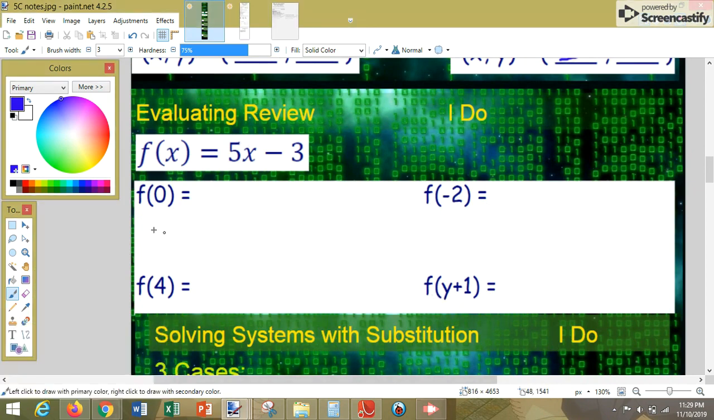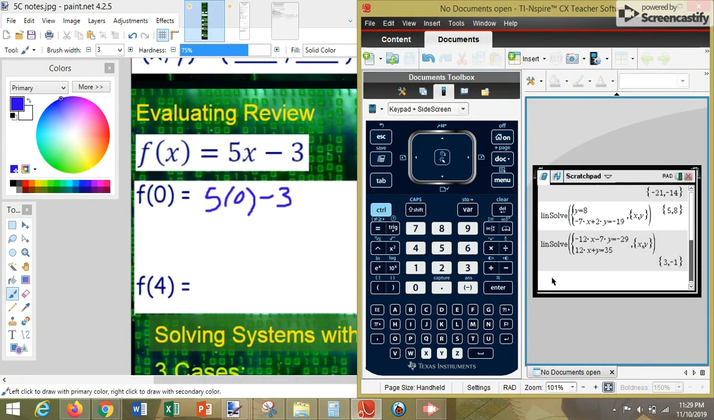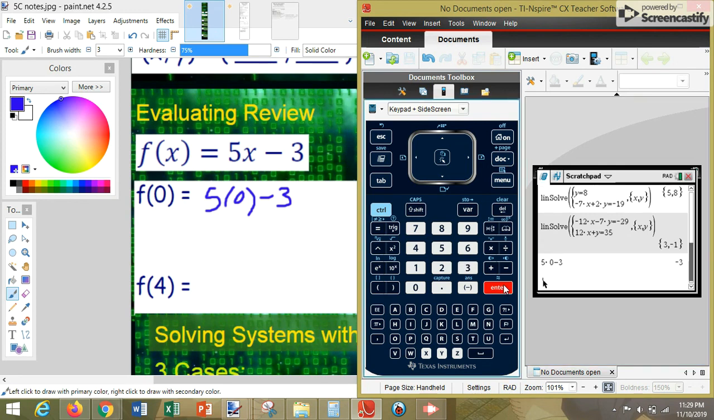Evaluate review. f of x equals 5x minus 3. So f of 0 equals 5 parentheses 0 minus 3. Wherever you see an x, you replace it with parentheses 0. And that's exactly what you plug into the calculator. You type in 5 parentheses 0, close parentheses, minus 3, and then you press Enter. Your answer is negative 3.